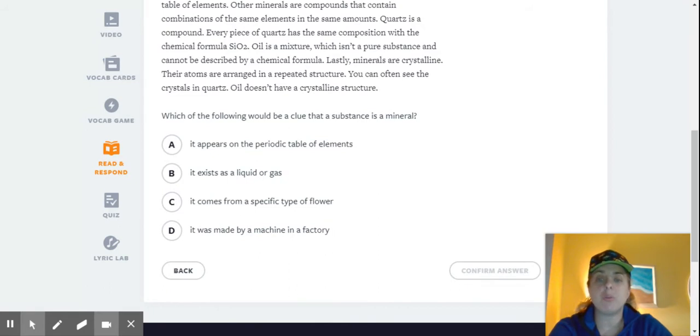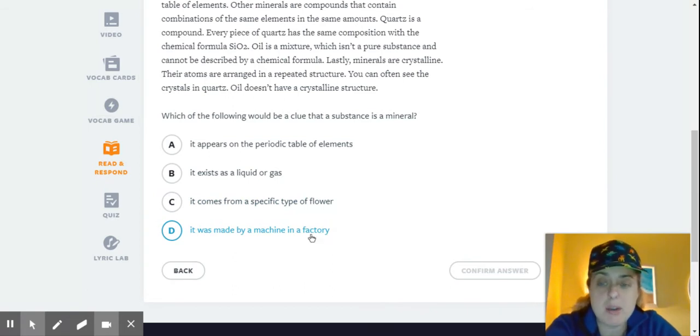Which of the following would be a clue that a substance is a mineral? It appears on the periodic table of elements. It exists as a liquid or gas. It comes from a specific type of flour. It was made in a factory.